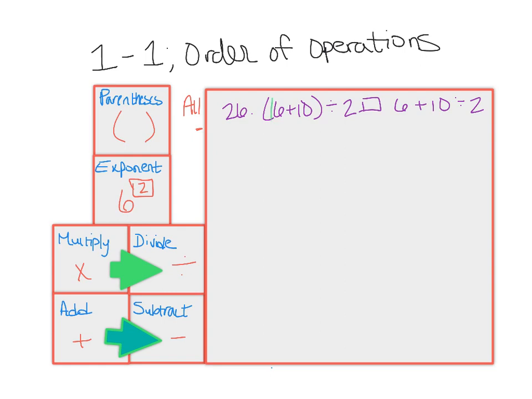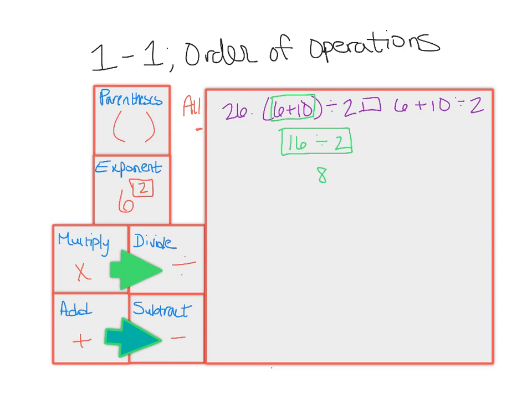The left has some parentheses. 6 plus 10 is 16. And that takes care of all the operations, so we can take the parentheses off. Divided by 2. Only have one operation here. 16 divided by 2 is 8. And then we look to the other side.